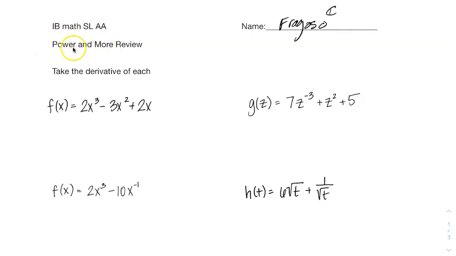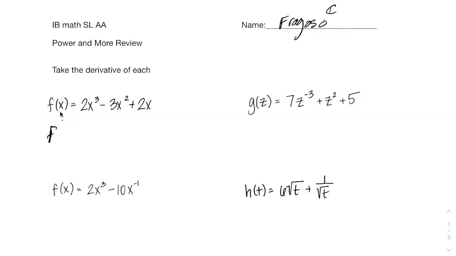Power rule, it should say rule right there, and more review. So let's start taking the derivative of each one of these. So the first one here, 2x cubed minus 3x squared plus 2x, they want to take a derivative. So this is f prime of x. All we're going to do is bring it down, subtract 1 off.